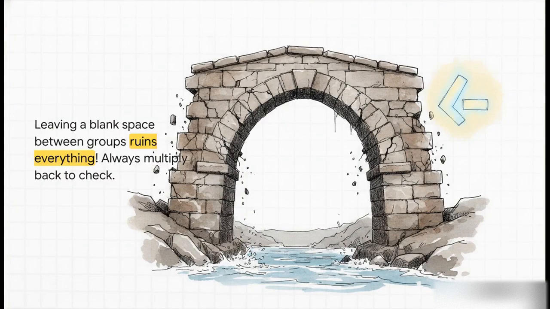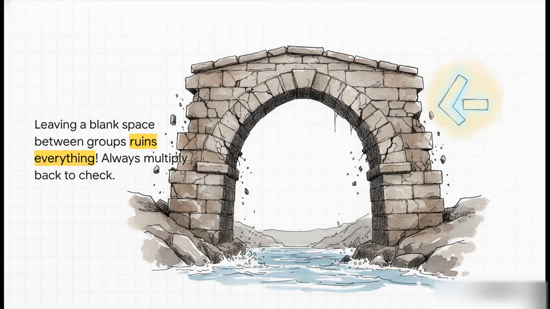And trap number 3 is subtle but completely deadly, forgetting the sign when grouping. When you're regrouping terms, you might pull out the common factors, but then just leave a blank space between your 2 new groups because, well, maybe you aren't sure if it should be a plus or a minus. Leaving a blank space literally ruins the whole equation. You are essentially changing the math entirely. A pro tip, always multiply your groups back out in your head just to double check if that sign should be positive or negative.